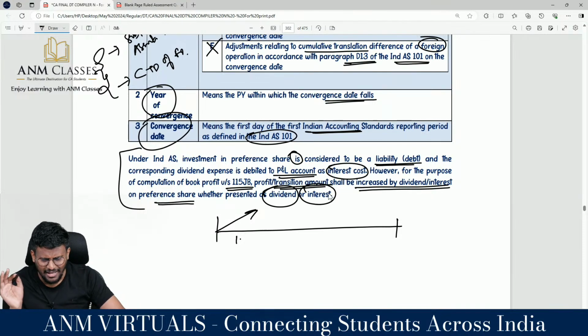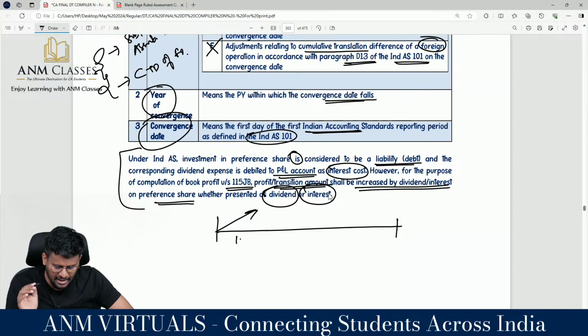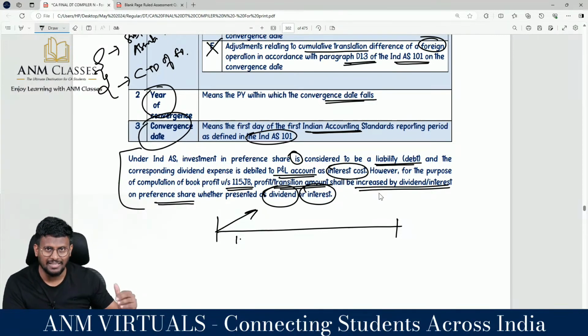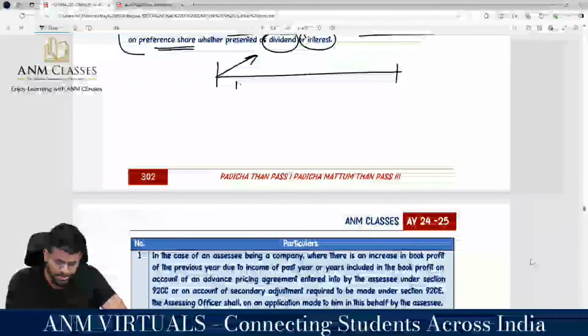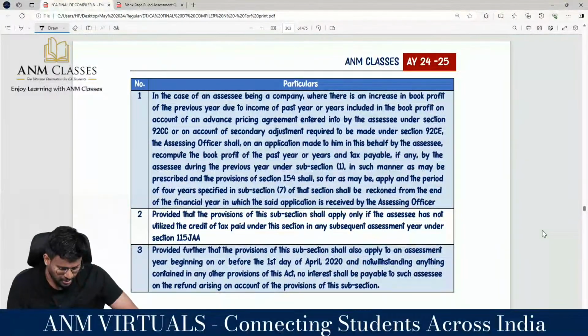That means as per the Ind AS, preference shares are treated as debt, and if you pay any preference dividend, that will be debited to P&L account as per the Ind AS concept. But for the MAT, for the purpose of computation of book profit under 115JB, that amount shall be increased by the dividend or interest on preference shares, whether presented as interest or dividend.